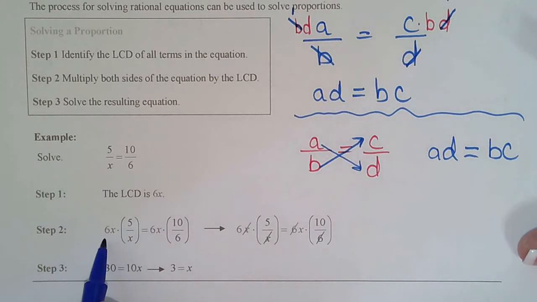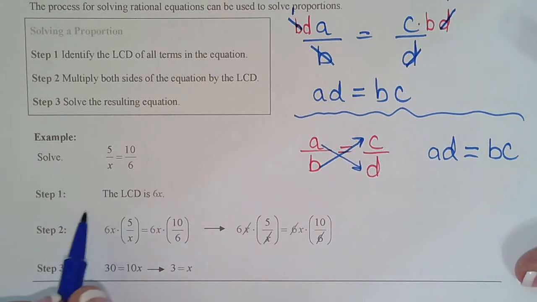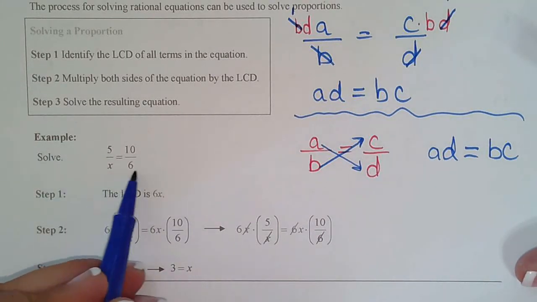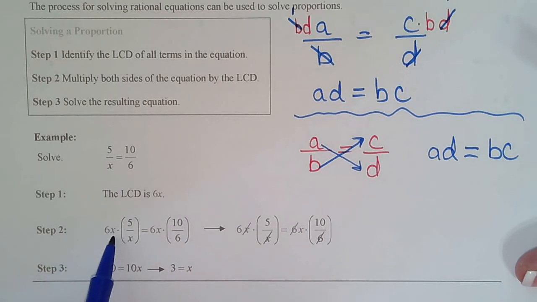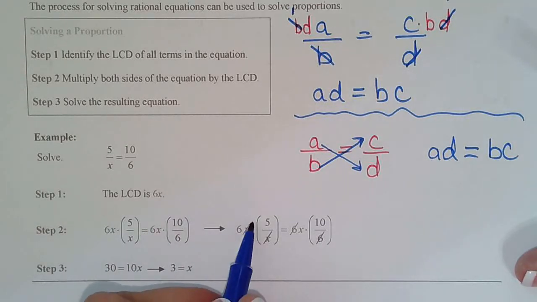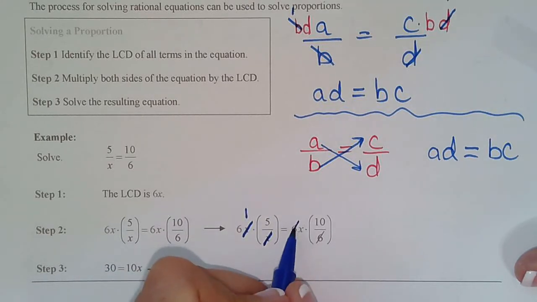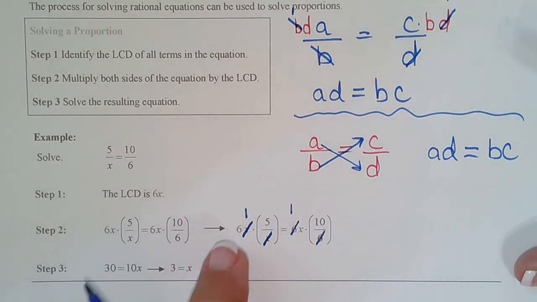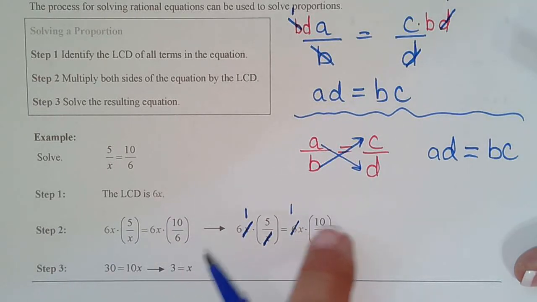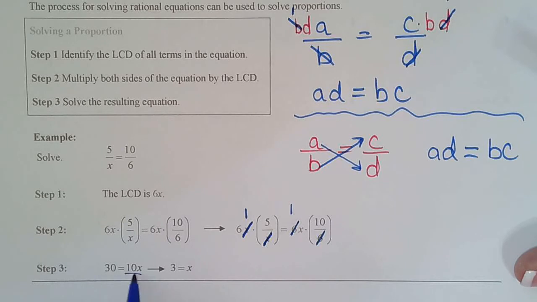This one's using LCD, so that sounds good to me. The LCD is 6x, so we put a 6x beside the numerator of the first fraction and a 6x beside the numerator of the second fraction. On the first fraction the x's cancel. On the second fraction the 6's cancel. So I'm left with 6 times 5, 30, equals 10 times x, 10x. Divide both sides by 10, and we get x equals 3.